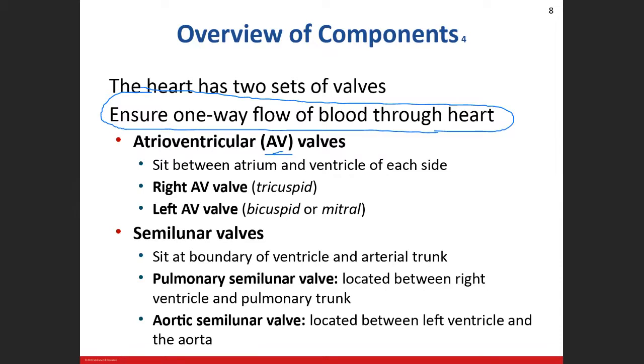Anyways, my point is, it's a gate. These valves are like a gate. So a lot of these one-way phenomena are governed by a gate-like mechanism. So think of these valves as a gate-like mechanism.